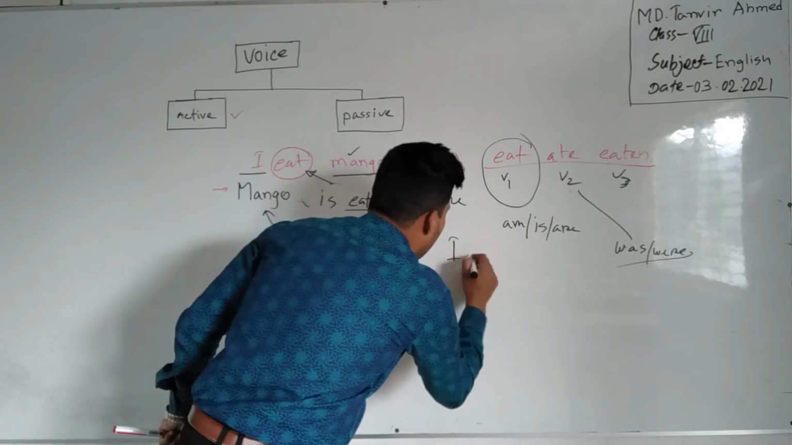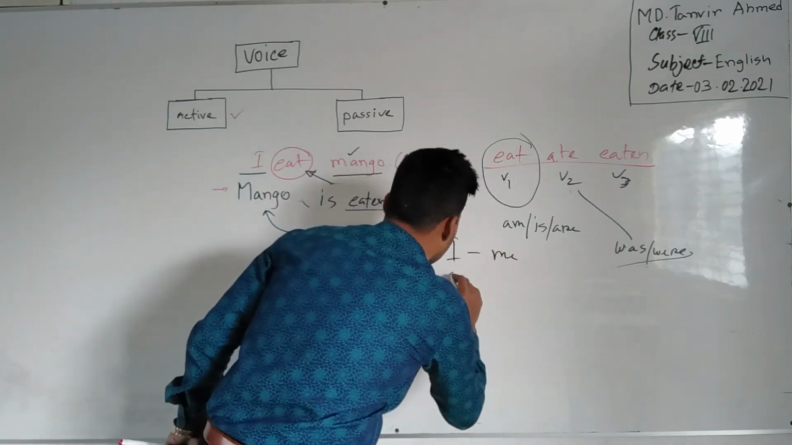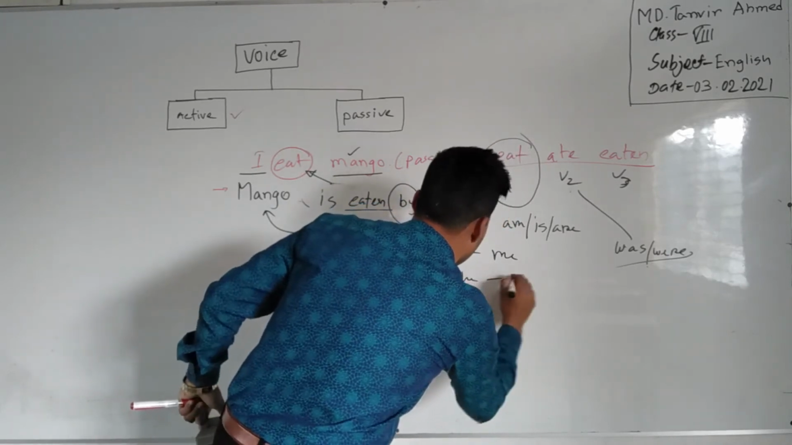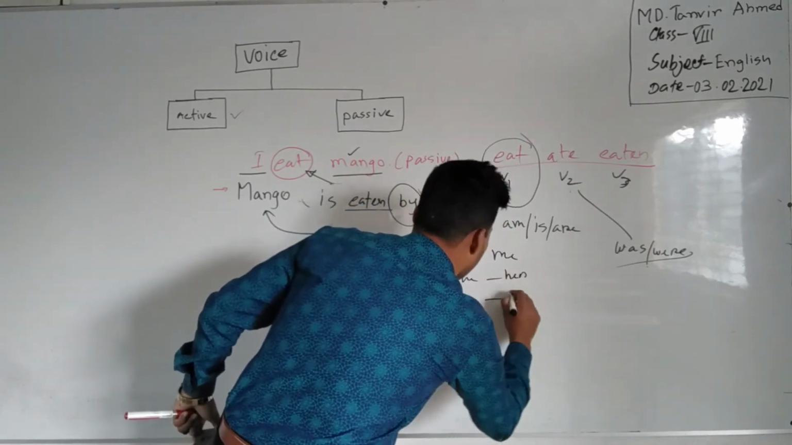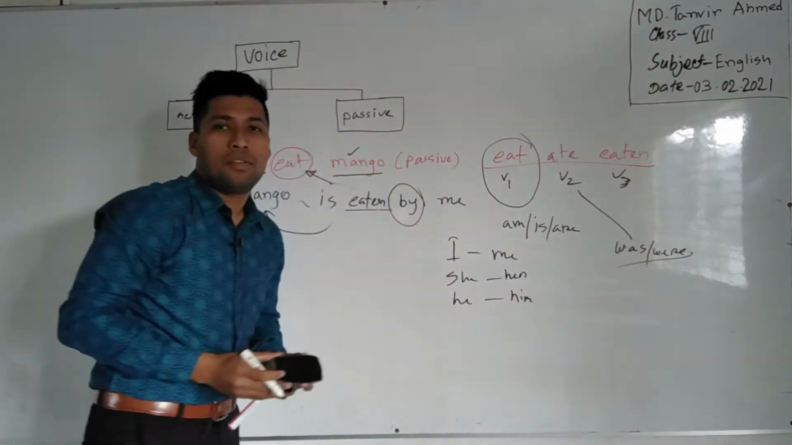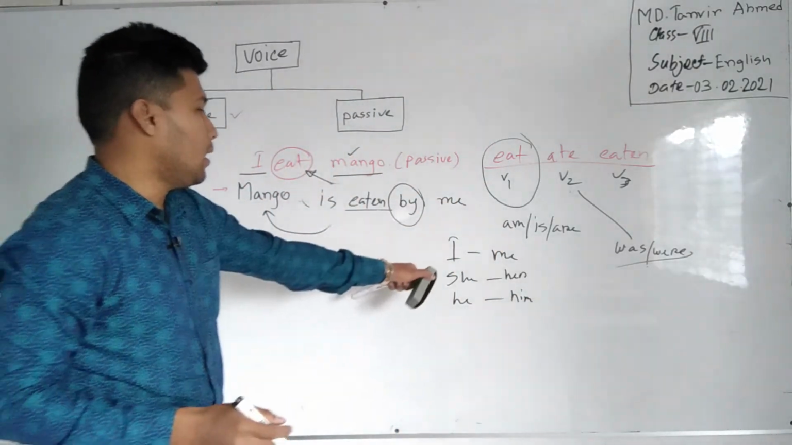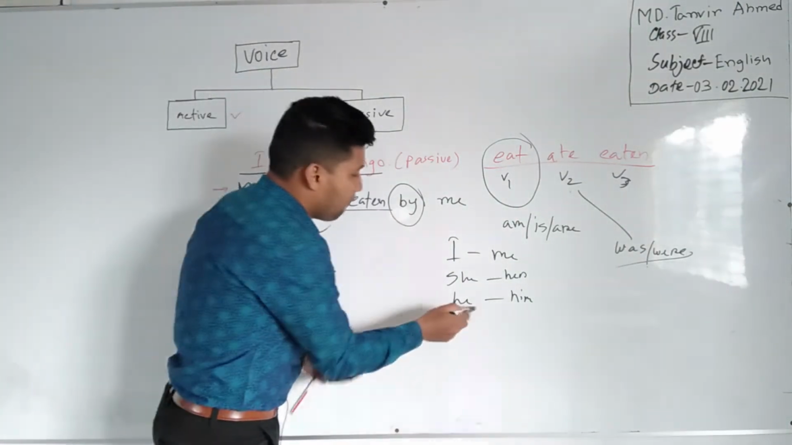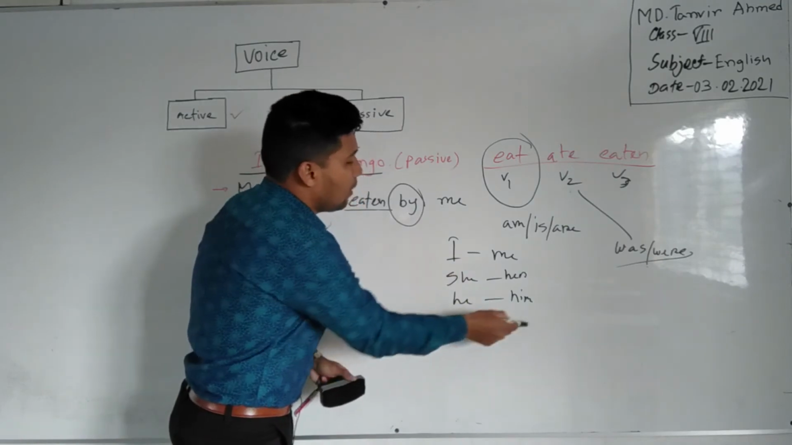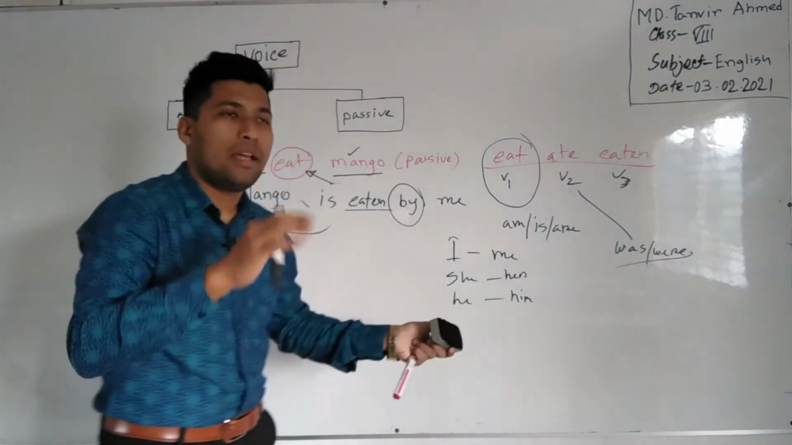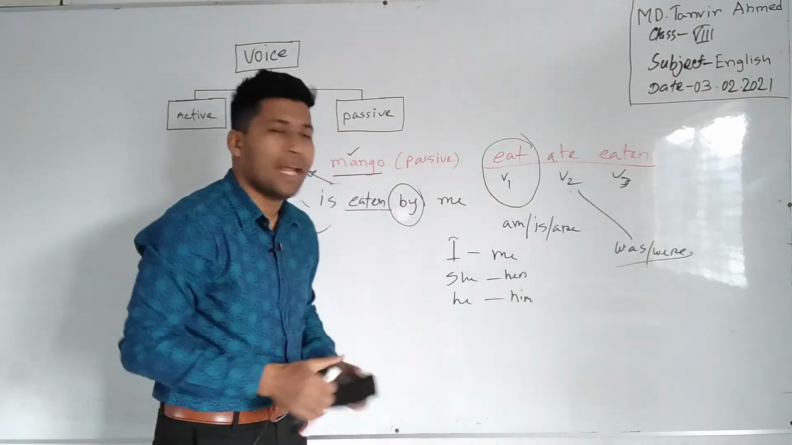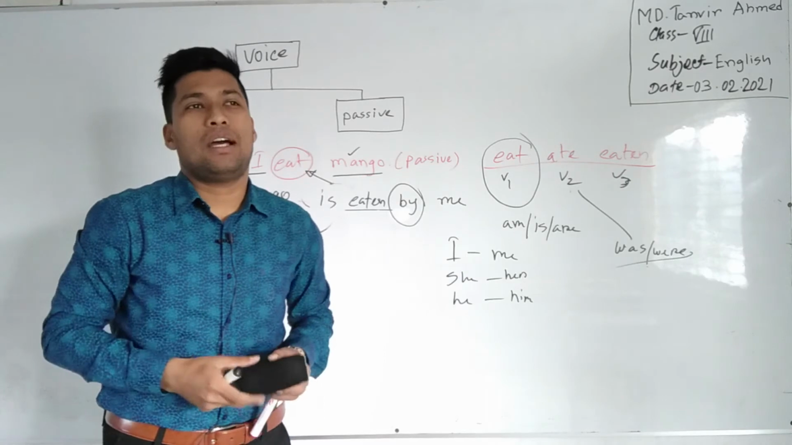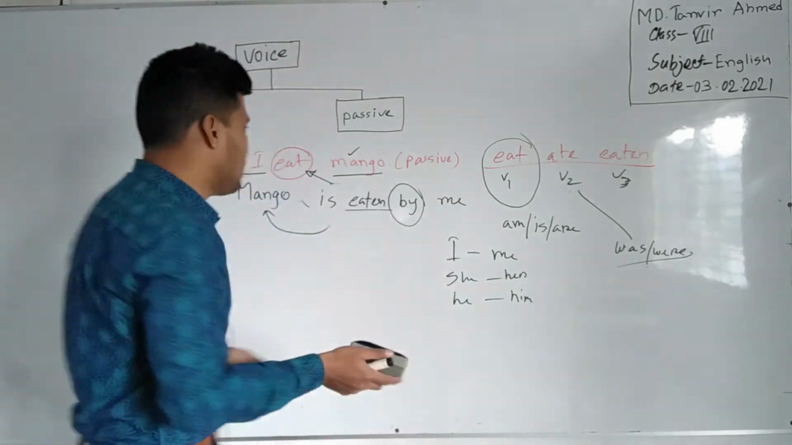You know that I, me, she, her, he, him, etc. This is the difference between subjective pronoun and objective pronoun. That means if I find an active sentence like this, I will exchange them into me, her, by him. Okay. So, dear students, these are the very basic rules of voice change.